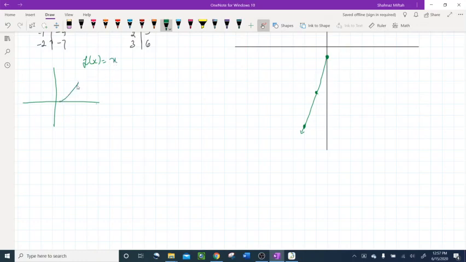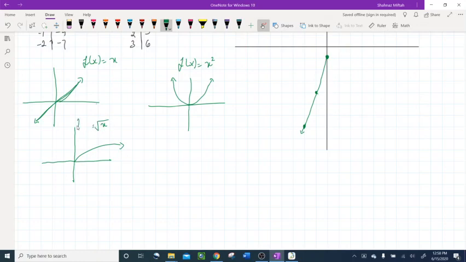Y equals x, the parent function, goes like this. Okay, that's the parent function for that. For f of x equals x squared, the graph is going to go like a parabola. It goes like that. Okay, so that's a parabola. The parent functions are the functions that never change. You can change them around if they ask you, but the parent function stays the same. And this one is going to go in this direction, and this is the square root of x. F of x equals square root of x. Memorize them.